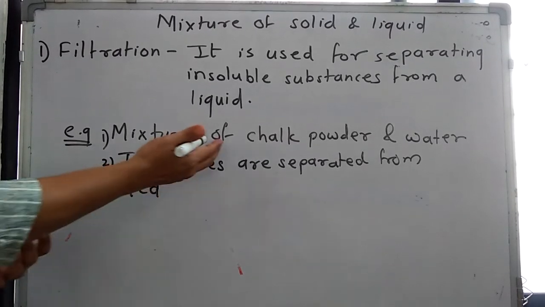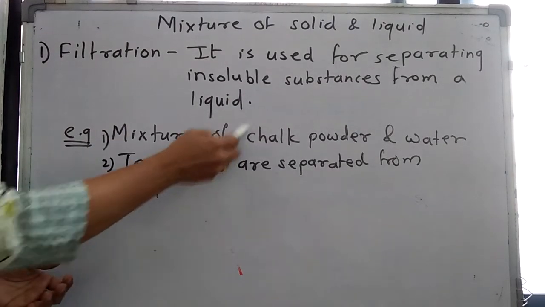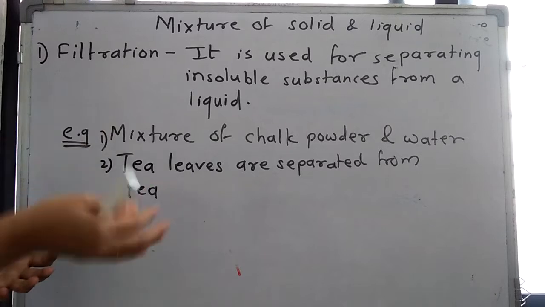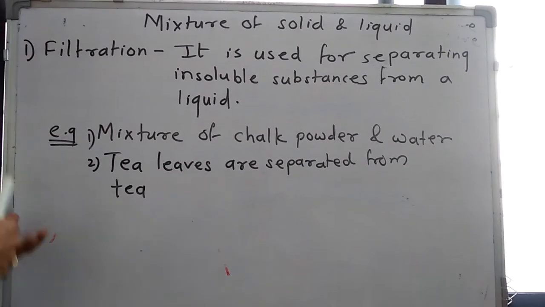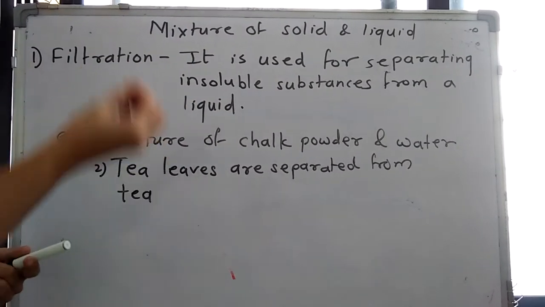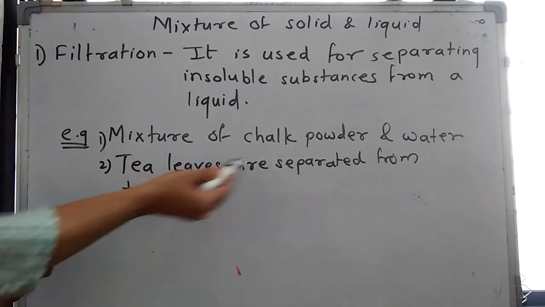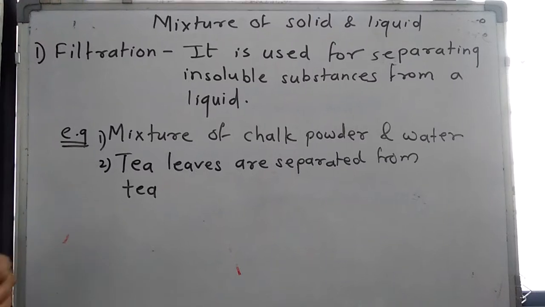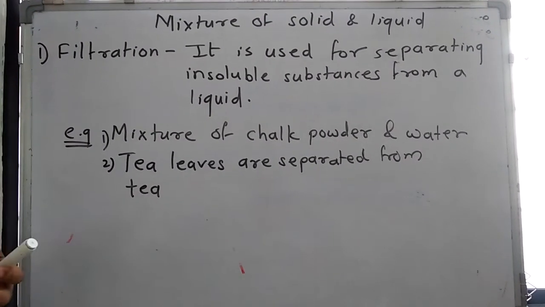For example, if you are given a mixture of chalk powder and water, chalk powder is not soluble in water. If you want to separate the mixture of chalk powder and water, you just have to filter it. When we filter it, the chalk powder remains above the filter paper and the water passes through. That is called the filtrate. Second, tea leaves are separated from tea. When we make tea at home also, with the help of a strainer we can filter out the tea leaves from the tea.